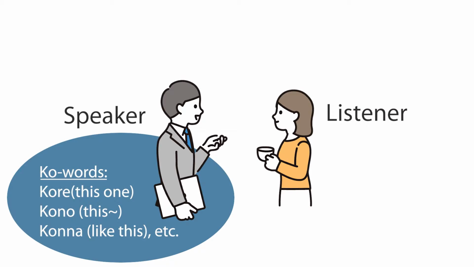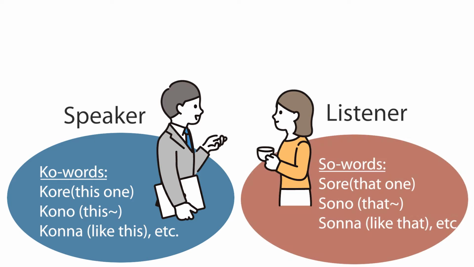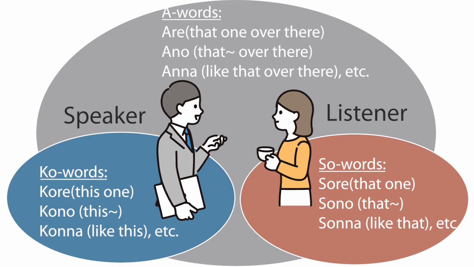Okay, first of all, the basic idea of the kosoado system is pretty much the same. Let's do a quick review of it. Ko words such as これ、この、こんな, etc. are used for things that are close or closer to the speaker. So words such as それ、その、そんな, etc. are used for things that are close or closer to the listener. A words such as あれ、あの、あんな are used for things that are equally far from both the speaker and the listener.